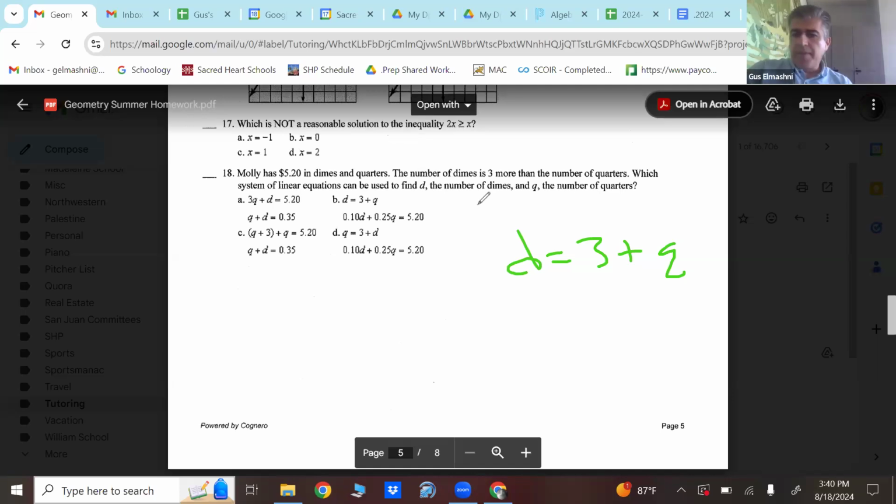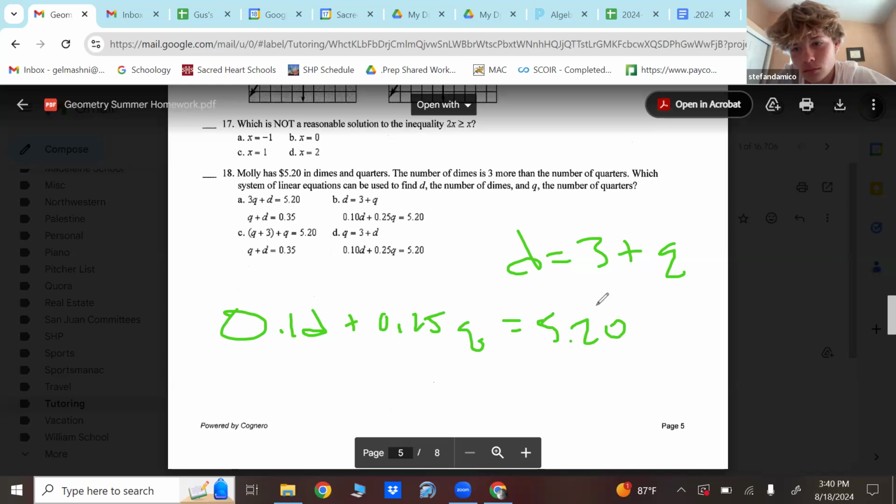So you know that the number of dimes is 3 more than the quarters. Great. But then you have to use the monetary values. So we know a dime's worth 10 cents, a quarter's worth 25 cents, and altogether it's $5.20. That's why it's B. All right.